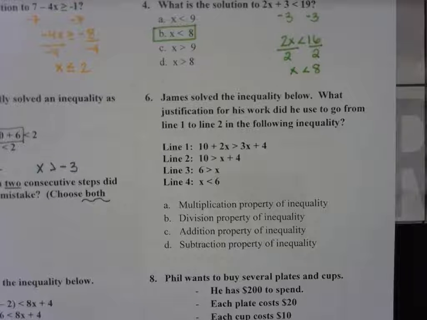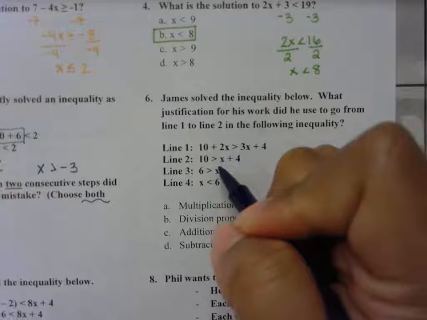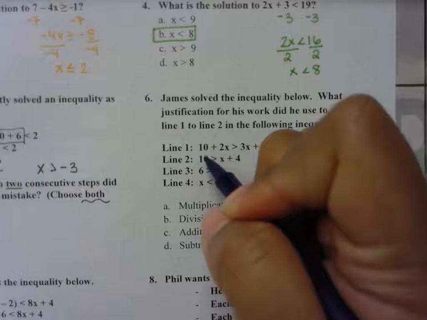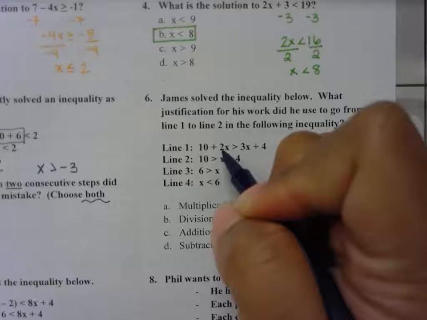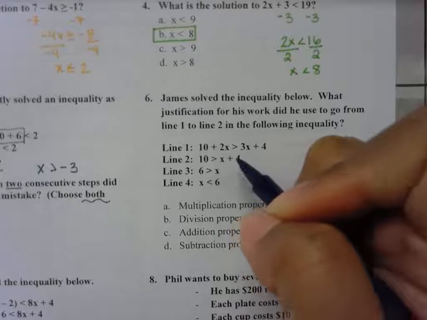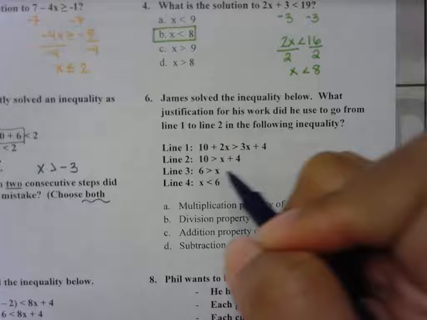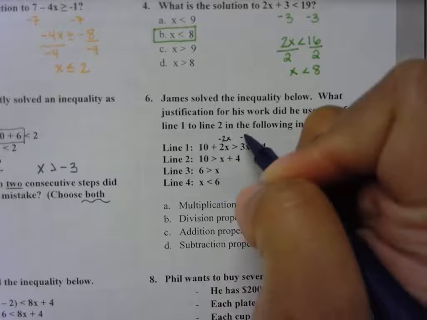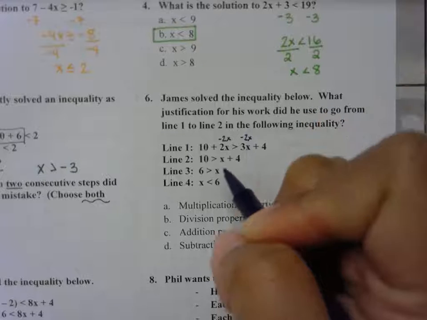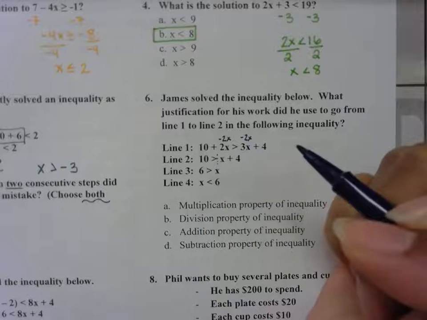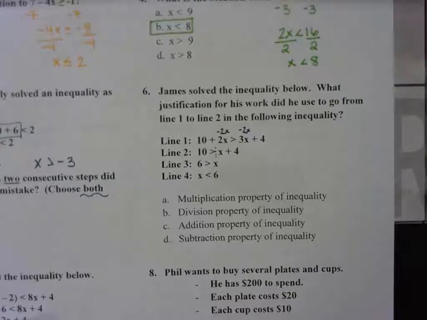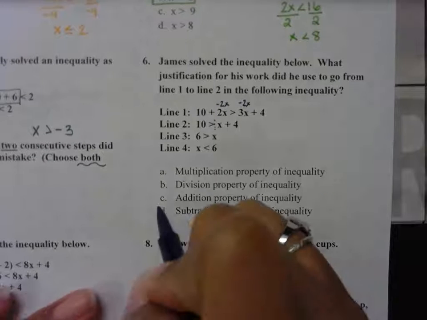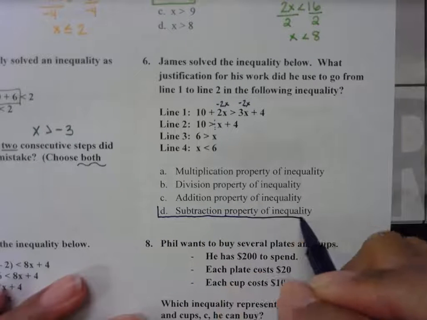So in number 6, they're saying that James solved the inequality, and they just want you to simply identify the property that he used to go from line 1 to line 2. I noticed that I still have my 10, my 4, however, my 2x and my 3x are not in line 2. So how did he get rid of those? How did he just simply get x? If you subtract 2x from both sides, you're going to get 3x - 2x, which is going to leave you with 1x here. So if he subtracted from both sides, the property that he used was the subtraction property of inequality.